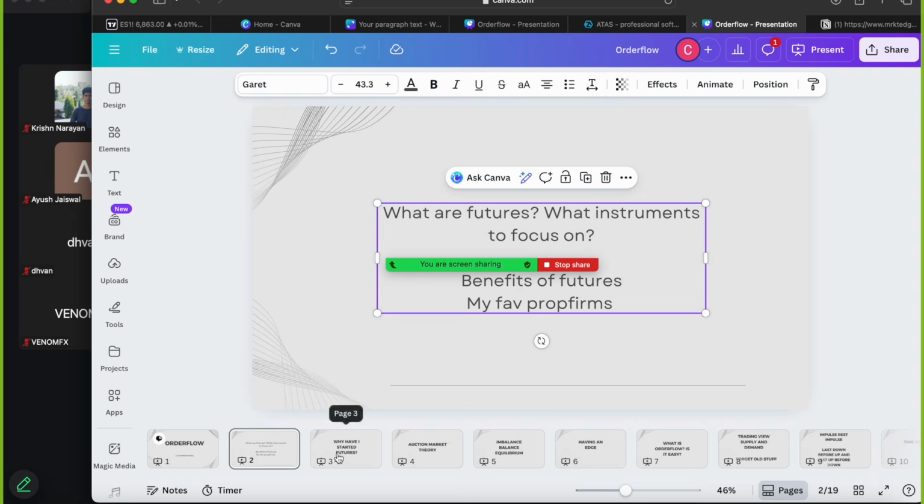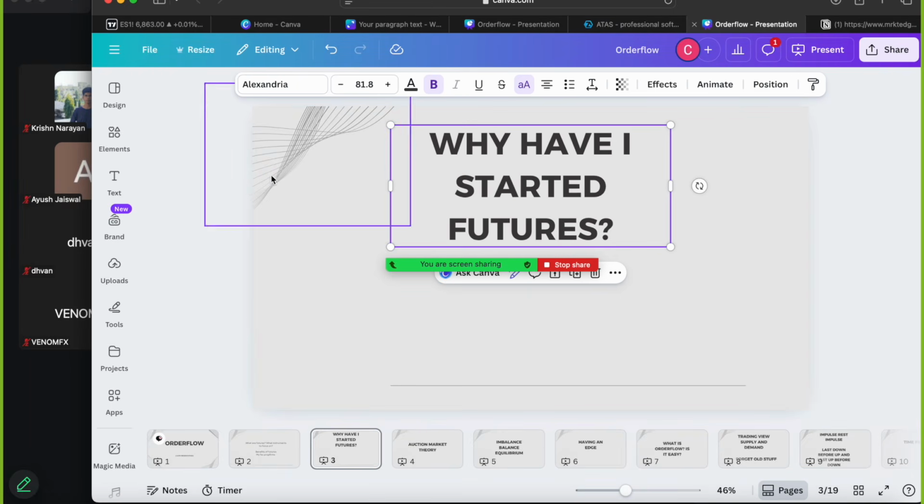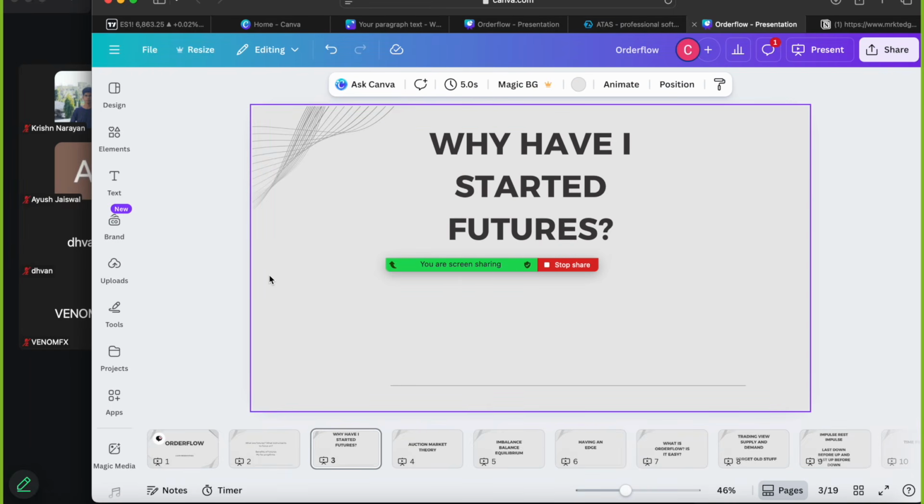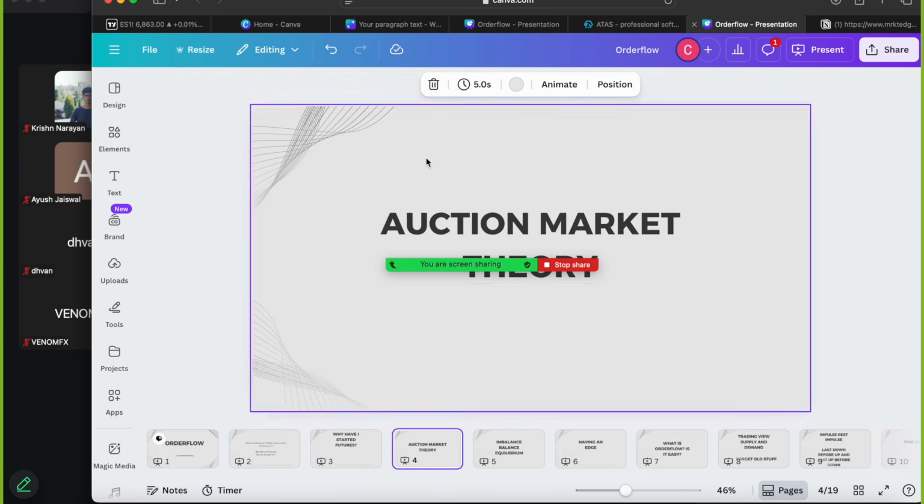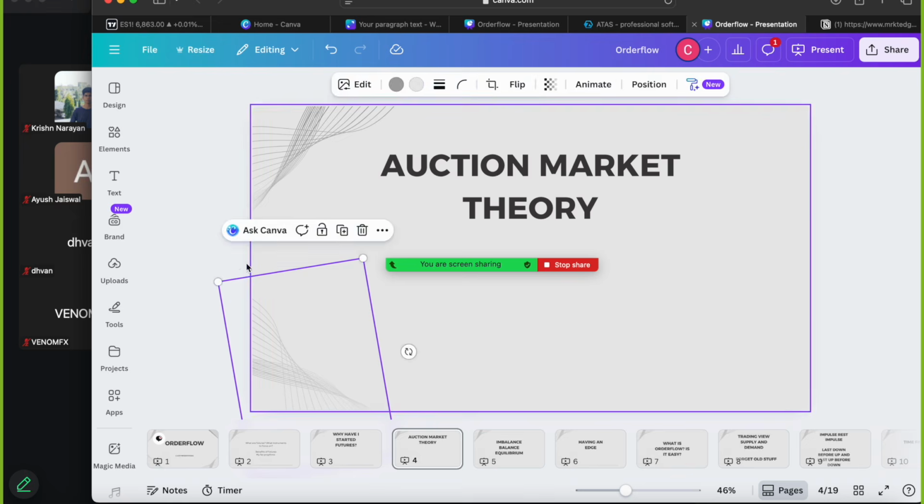Let's move on. So that is exactly why I started futures, because I was so sick of dealing with the spreads and slippage when I was trading Forex, and I really wanted instruments where I don't have to do that. Secondly, ever since I started Orderflow, I wanted to use the data straight from it, because of which I started futures. Now let's talk about the auction market theory.